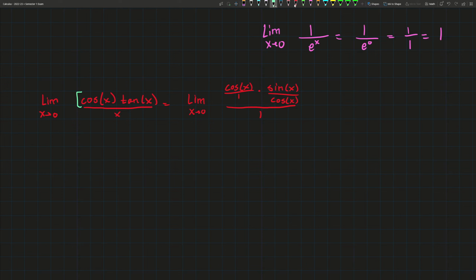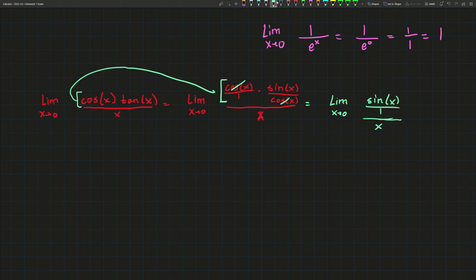So this numerator is this whole thing, and you should be able to see that cosine is a common factor on top and bottom. So this is actually the limit, this should be an x, as x approaches 0 of sine of x over x. This is a special limit. This thing is just equal to 1.